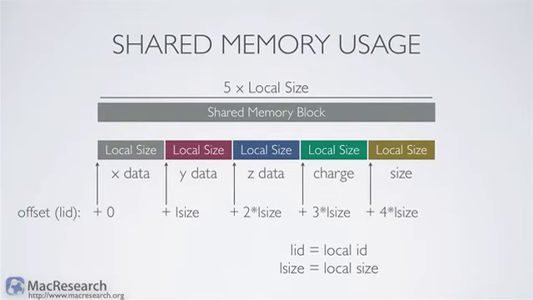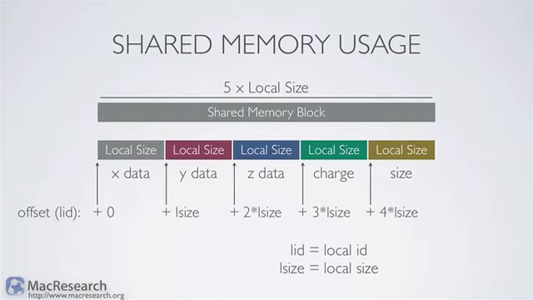But in this case, what I've done is I've taken a shared memory block and allocated a block that's 5 times my local size. In this example, my local size is 64 elements. So I have 5 times 64 times the size of float, because I'm dealing with floating point data, which is equal to 1280 bytes. So I have a block of 1280 bytes that's going to be used per work group, and each work group is again 64 elements wide.